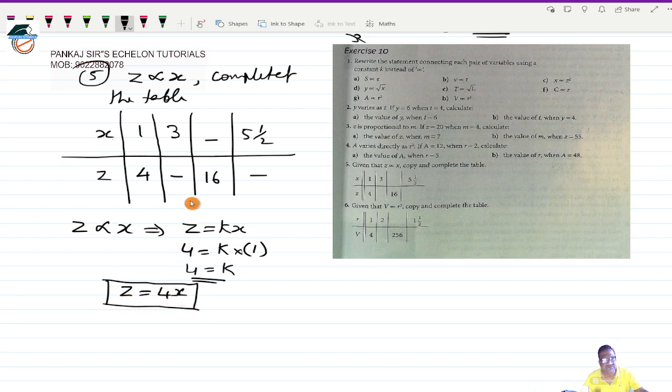Okay. So for 3x, what will be the Z value? Z will be equal to 4 into 3, that is equal to 12. So here, the answer will be 12.